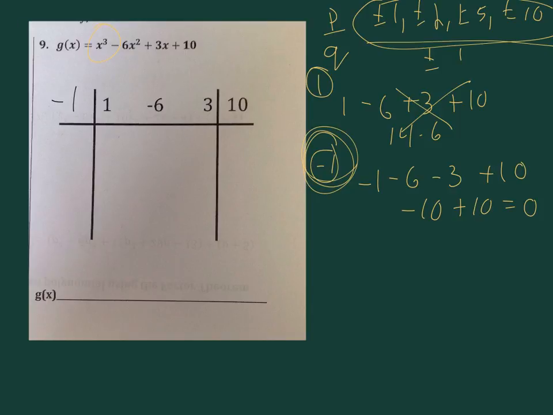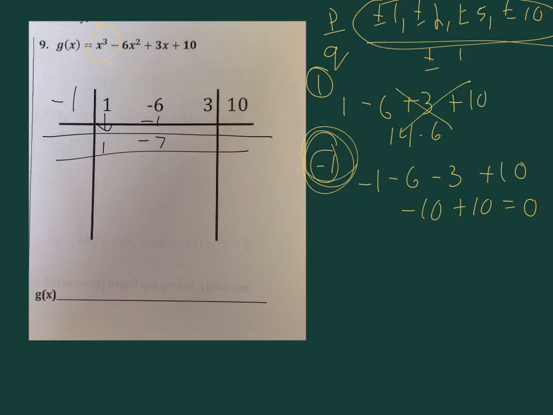which means that I can use -1 for synthetic division to break this down into something that is factorable. All right, so do my synthetic division, bring down the 1. So we bring down the 1. 1 times a -1 is a -1.